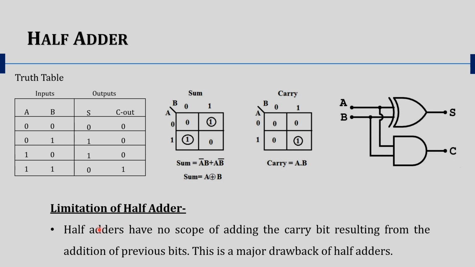The half adders have no scope of adding the carry bit resulting from the addition of the previous bit. And this is the major drawback of half adders. So we are moving to the full adders.